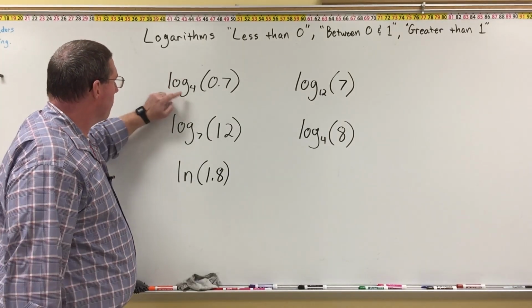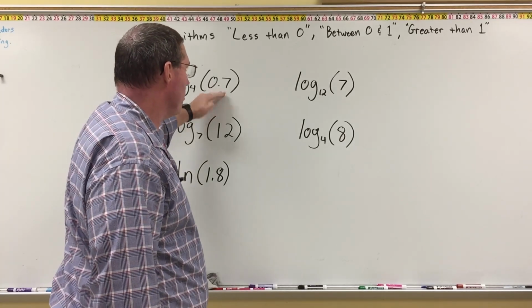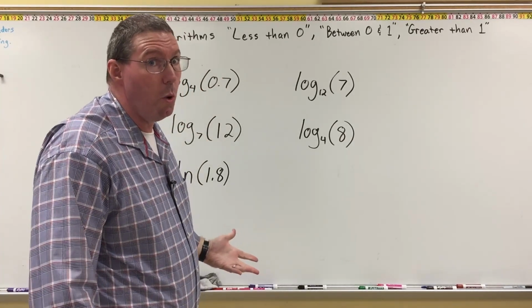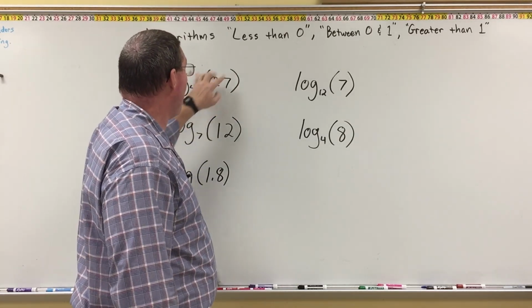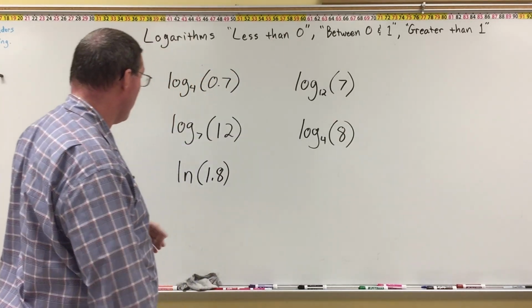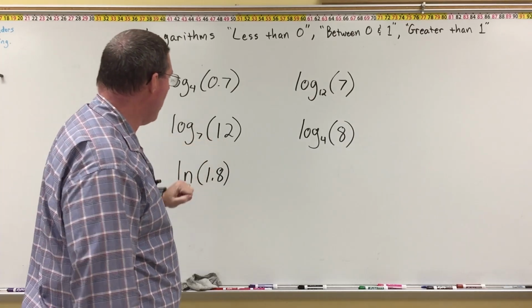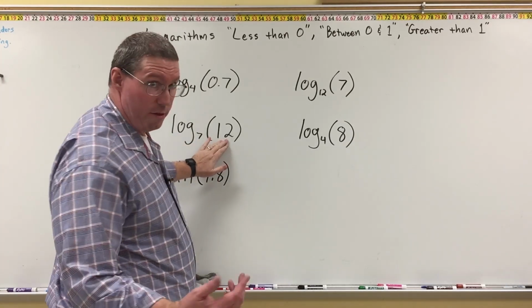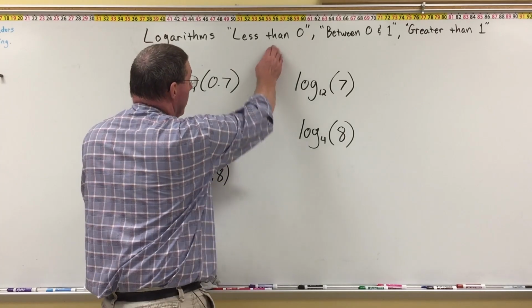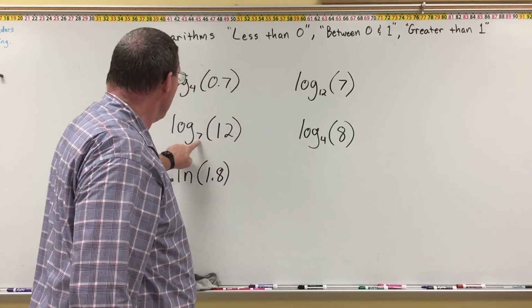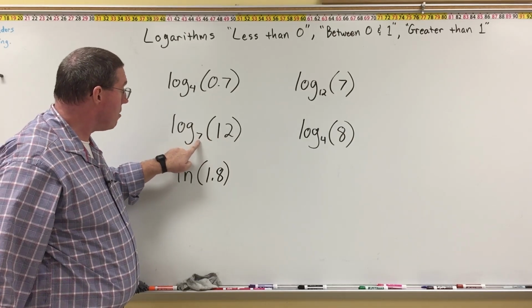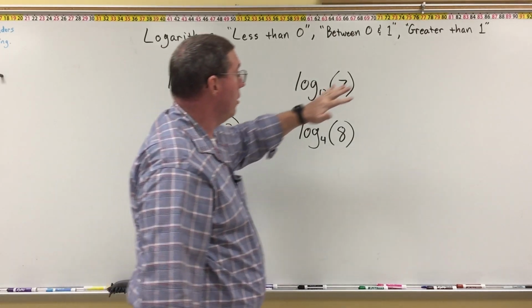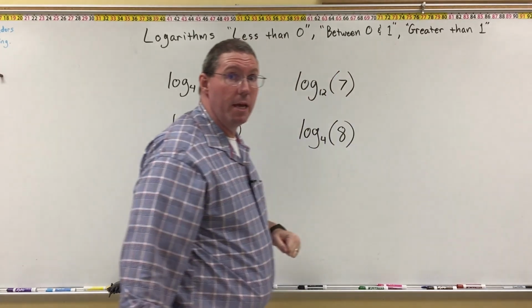Let's do this one first. Log base 4 of 0.7. Well, 0.7 is less than 1, and so that means that this logarithm is going to have a value that is less than 0. How about log base 7 of 12? Well, 12 is not less than 1, so it's definitely not less than 0, but it is larger than the base. This argument is larger than the base. We know that when the argument is larger than the base, the logarithm is going to be greater than 1.